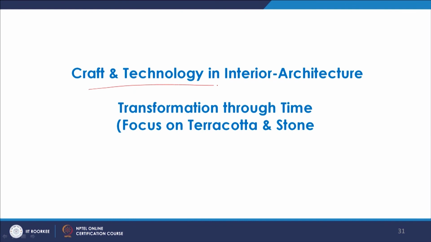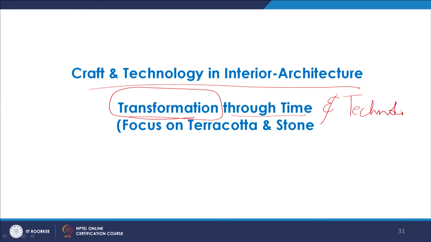the building crafts and interior architecture, and most of the time it also helps us analyze the interrelationship between the craft and interior architecture. And then we tried to understand the craft and technology in interior architecture by focusing on transformation, and that transformation happening through time. Also slightly we went towards technology. So through time and technology is what we discussed, and we took the examples of terracotta and stone as material.